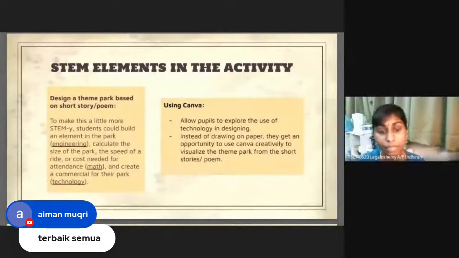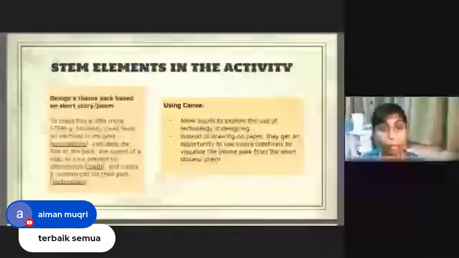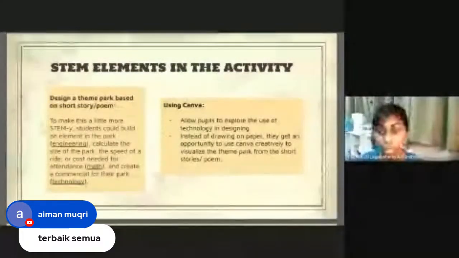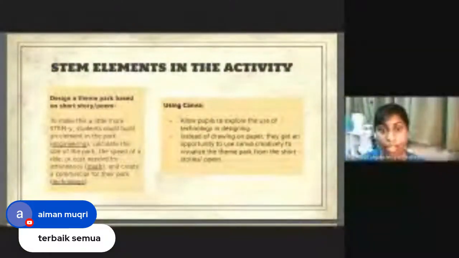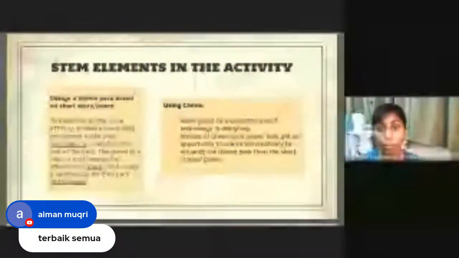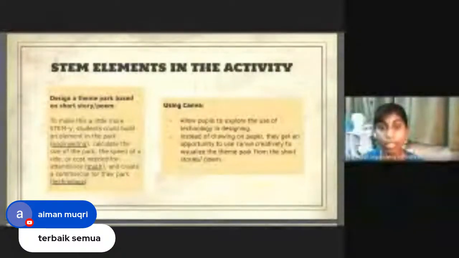And then technology comes in, where the students are required to create a commercial for their park. So be it in designing, here we can see the usage of technology. Instead of drawing on paper, they get an opportunity to use Canva, which is a digital platform, to creatively visualize the theme park from the short stories and poem given to them earlier.